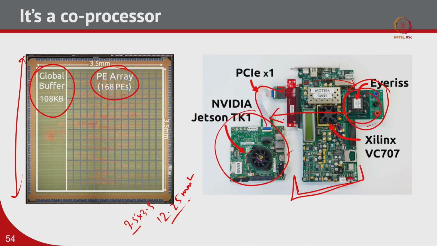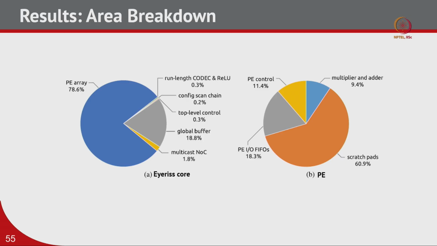That is how the Iris works. So, without a host processor, Iris will never work. So, that is why Iris is a co-processor. Now, let us see some of the results of Iris.